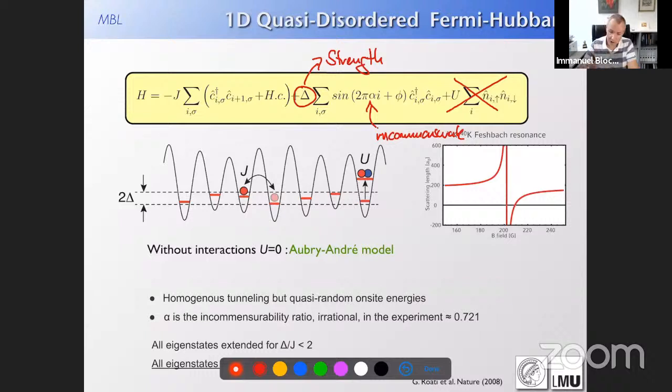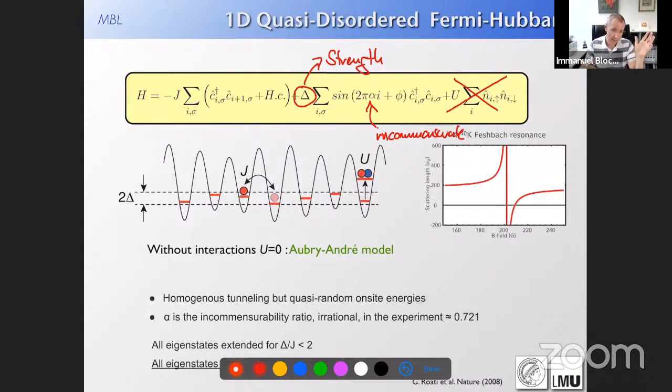And that's good because we can always use this system as a reference system to go back to when we turn on interactions. So we can start with a non-interacting system where we know basically everything, also from numerics, and then turn on U and see how the behavior is different in the interacting case. Okay, so what do we know about the non-interacting system?